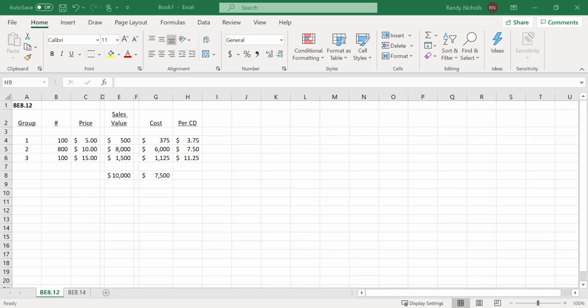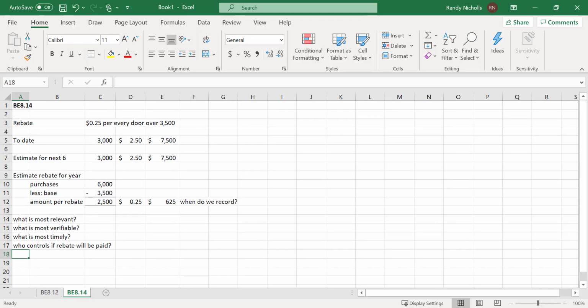So again, I've set it up in a spreadsheet. To date I bought 3,000. They cost $250 each, so I've spent $7,500 on these door frames, wood frames, whatever they were. And this is my business. I'm pretty sure that over the next 6 months, I'm going to buy another 3,000 and pay $7,500 again.